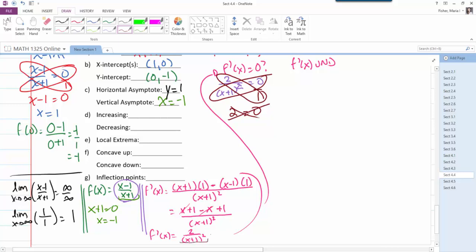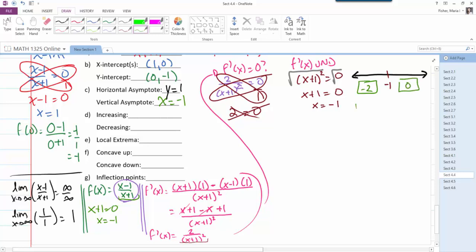Is there any place where the first derivative is undefined? Yes, because it's a rational function, so we have to set the denominator, (x plus 1) squared, equal to 0 and solve for x. To solve this, I first take the square root of both sides. The squared and the square root cancel, and it's just left with x plus 1 is equal to 0, and I end up with x is equal to -1. So then on a number line, I write the number -1, and then I choose test values. To the left of -1, -2. To the right of -1, 0. So I need to figure out what is f prime of -2 and what is f prime of 0.